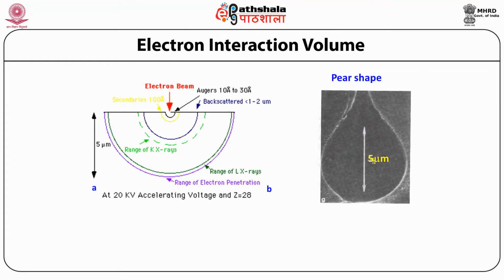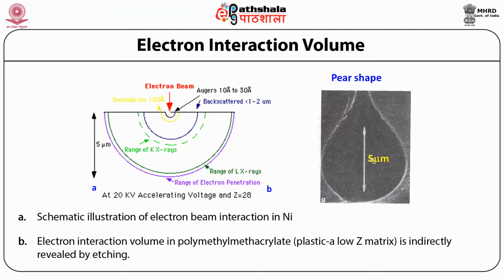So this explains the electron interaction volume, where this figure illustrates the electron beam interaction in nickel. The electron interaction volume in polymethyl methacrylate, that is a plastic having a low Z matrix, is indirectly revealed by etching.